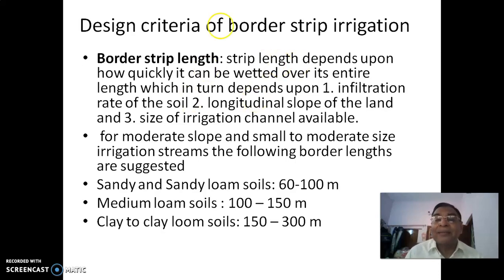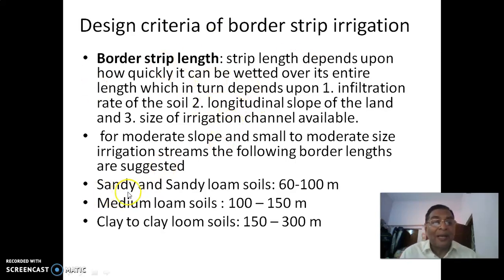If that is the case, then what matters is how quickly it can be wetted over its entire length. That is why it doesn't matter if it's a shorter length. If you reduce the length and quickly wet that land area, that's good enough. You need not always have a higher length. So it depends on this. The characters are infiltration rate, longitudinal slope, all these things, and they depend on the size of irrigation stream. So it depends on the soil.